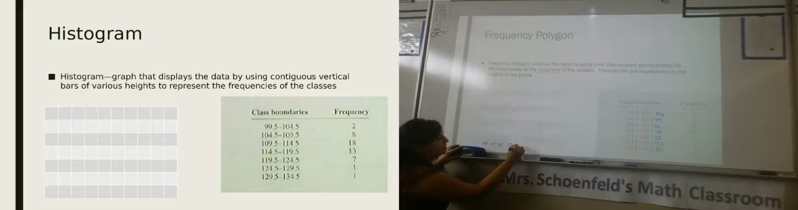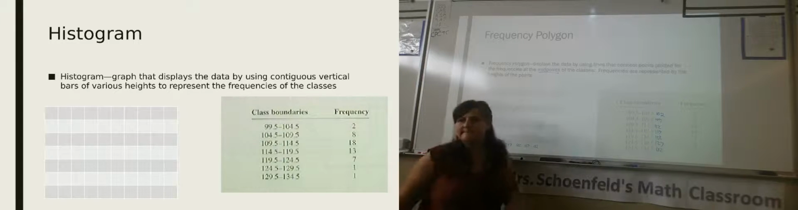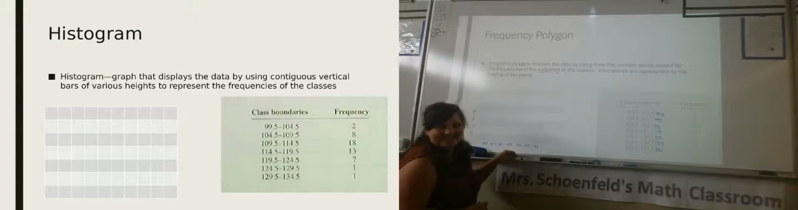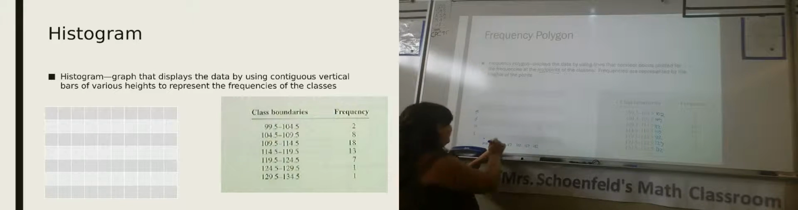117, 122, 127, 132. Now I'm counting up. I'm going to use the same scale I had before. 5, 10, 15, 20. Make sure to label these things. 102 was 2. What did we do yesterday? What numbers? 2 and 3? 3 through 8. 8. 107 had 8 of those things.